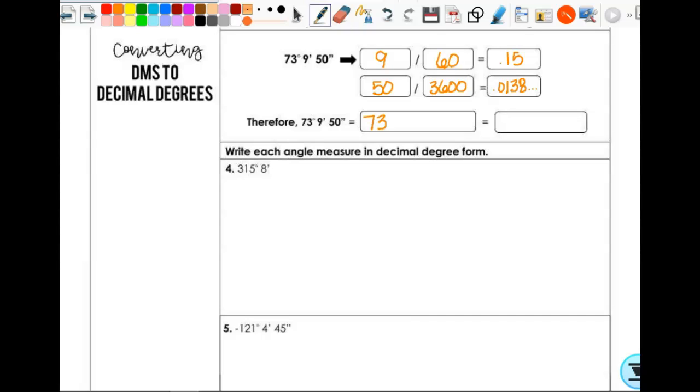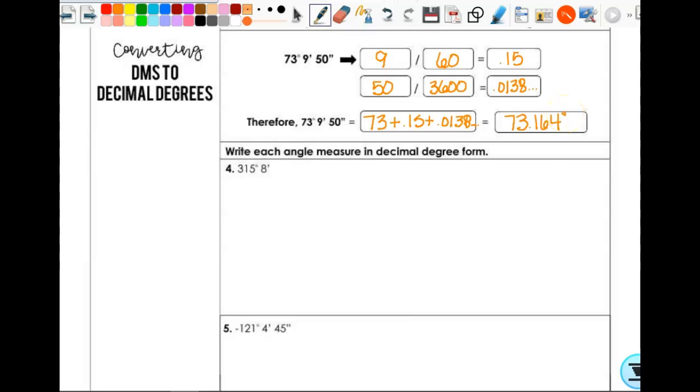So what you would do in that case is just leave that in your calculator and then add it to it. You're going to add all this stuff up. So 73 plus 0.15 plus 0.0138. And then you get 73.164 degrees. So that's the process of how you get there.